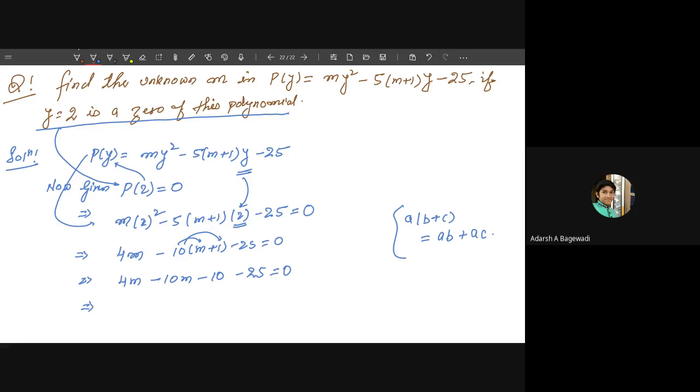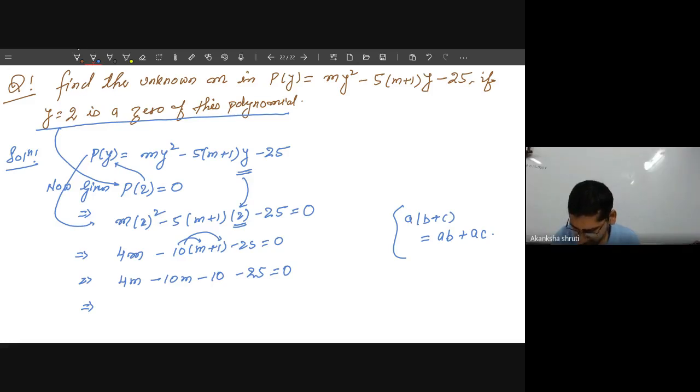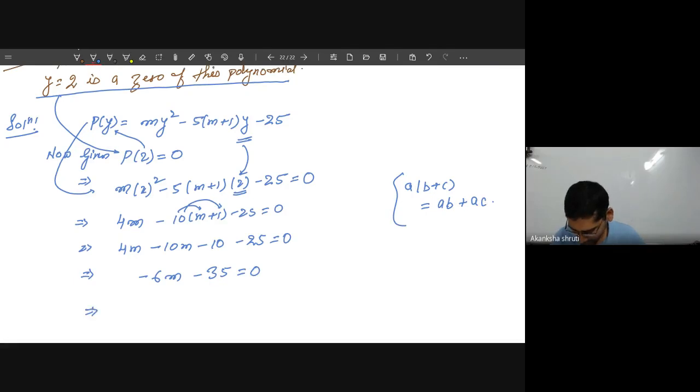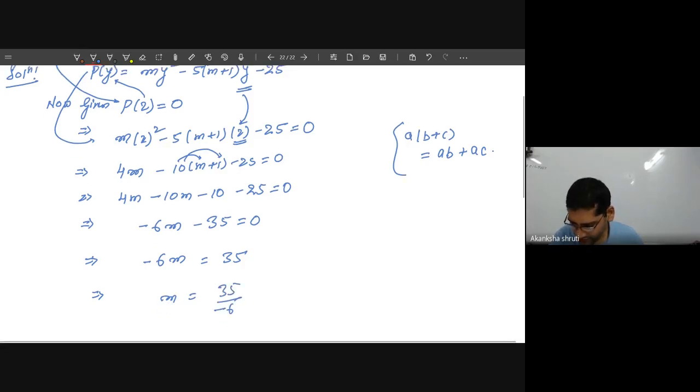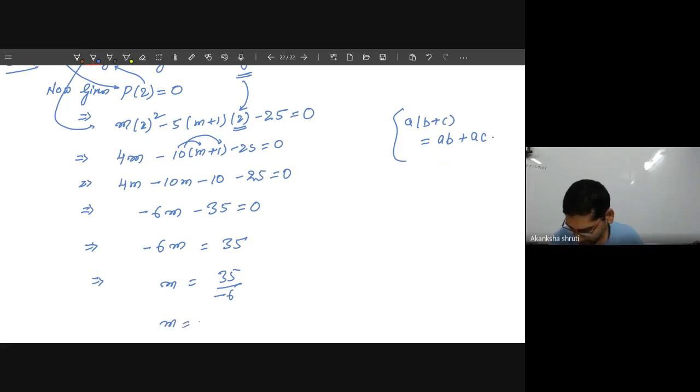So now 4m and minus 10m become minus 6m. And this is minus 10 minus 25, which is minus 35, equal to 0. Students, keep the variable on one side and send the constant to the other side. 35 turns positive. So m equals 35 by minus 6, or simply m equals minus 35 by 6, keeping the minus sign in the numerator, because nothing can be cancelled.